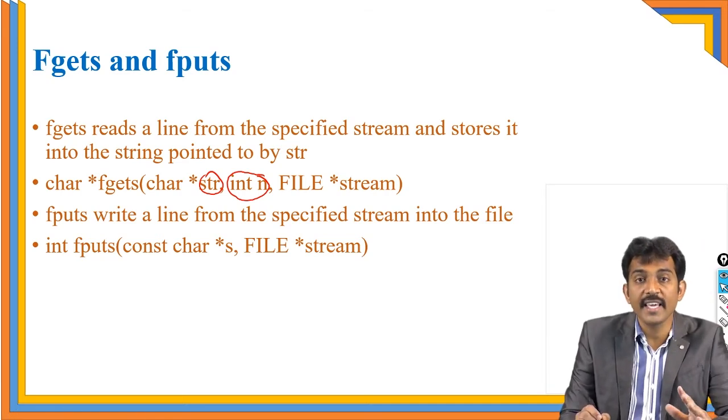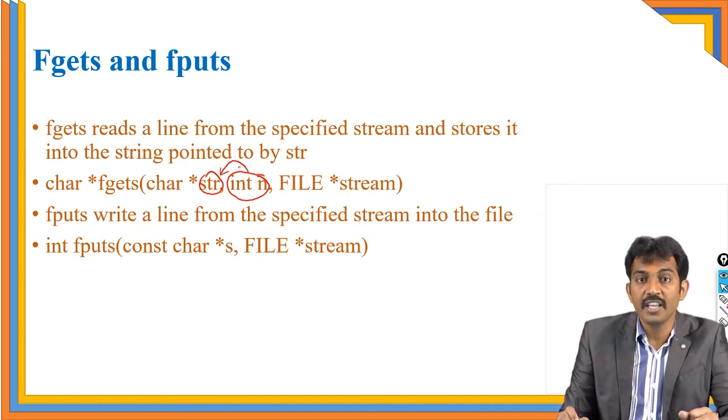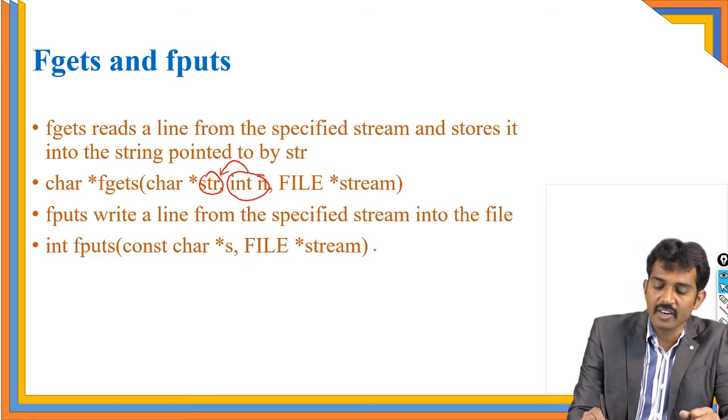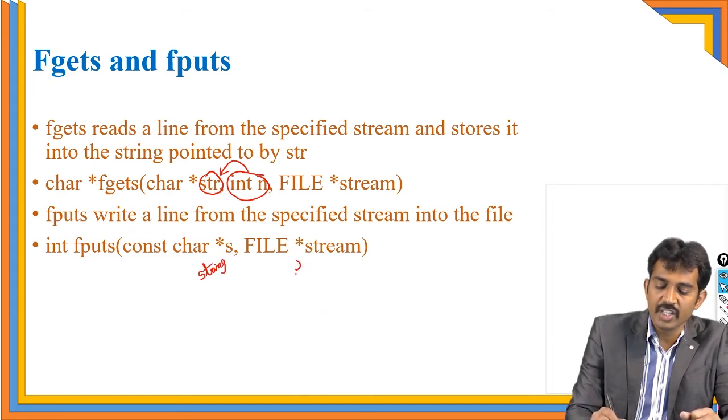Reading from the file. How many characters are you going to read from the file? And what is the file name? So, that many characters are stored here. And fputs is a function that is going to write into the file, right? So, what is the string you are going to write, and to which file pointer?